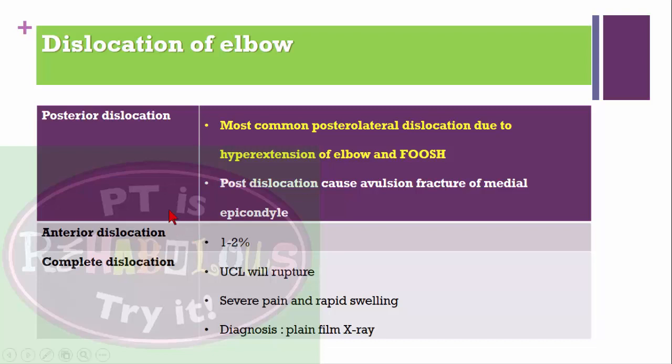Dislocation of the elbow may be posterior, anterior, or complete dislocation. Anterior dislocation is very uncommon, perhaps 1 or 2%, but posterior dislocation is very common, usually posterolateral, due to a hyperextension injury of the elbow or a fall on an outstretched hand. That causes an avulsion fracture of the medial epicondyle, and if it is a complete dislocation, the ulnar collateral ligament will rupture. Severe pain and rapid swelling are present, and X-ray can confirm the diagnosis.